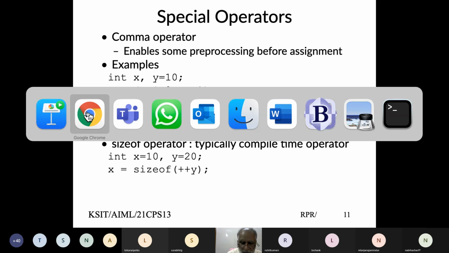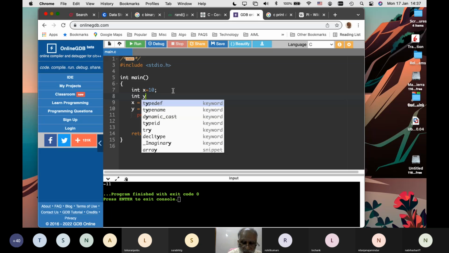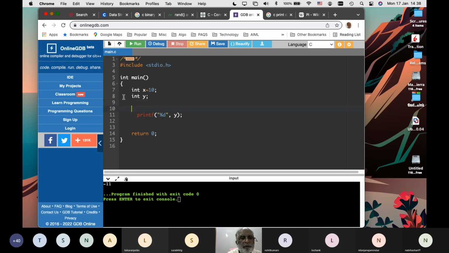Let's say x is equal to 10. I would say int y, and then I say y is equal to sizeof ++x, and I can say printf of percentage d, x comma y.